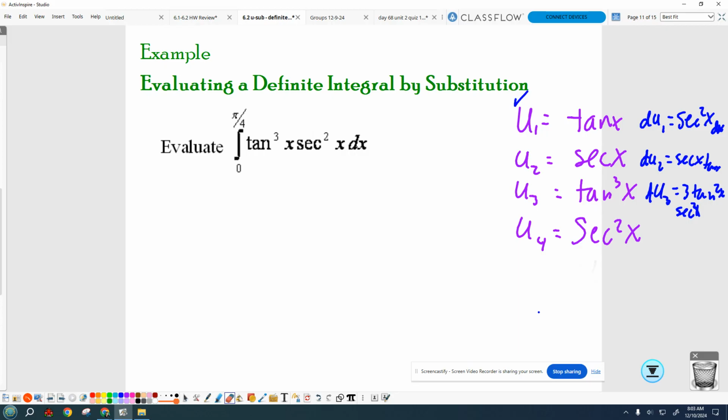Derivative of secant squared: multiply by the power, lower the power, and then multiply by the derivative of the stuff inside. I think only the top one works. So using the top one, go from there.